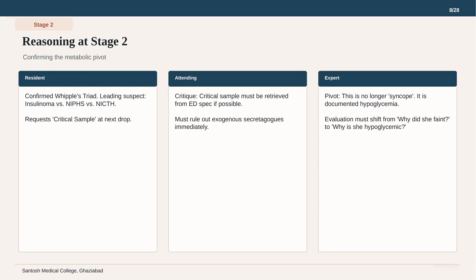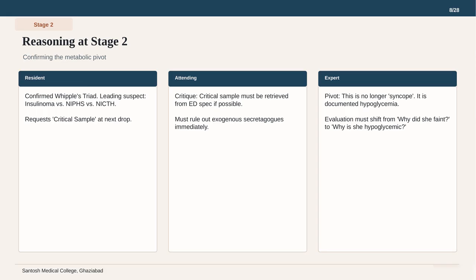They rightly request a critical sample during the next drop. The attending in the center adds a crucial safety check, insisting we must immediately rule out the use of exogenous secretagogues like diabetic medications. On the right, the expert highlights a fundamental pivot in our clinical framing.